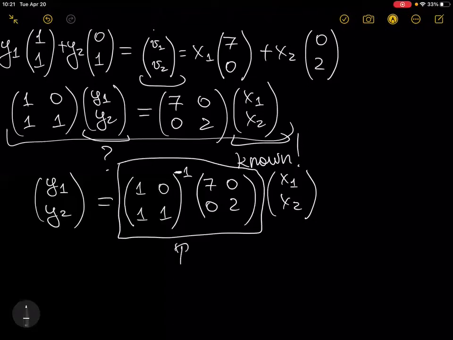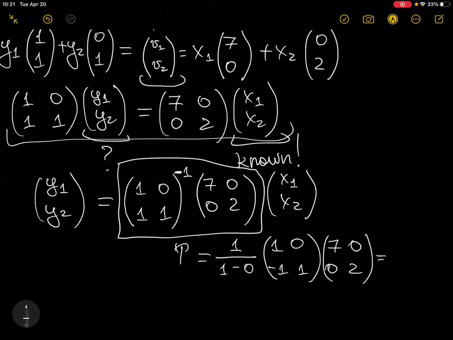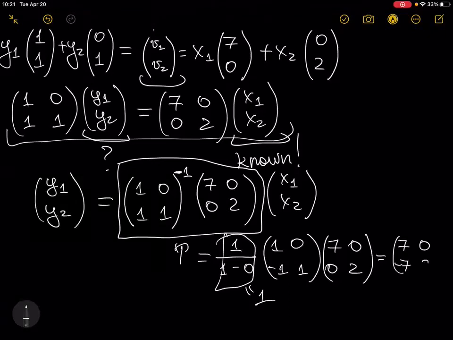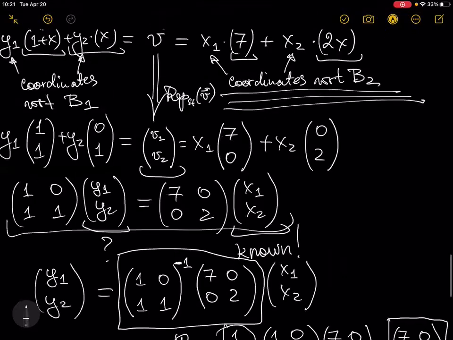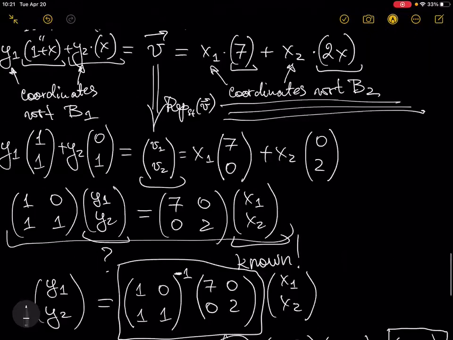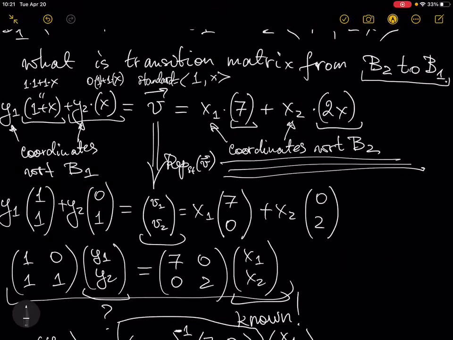Okay, so this will be my transition matrix T, which will be 1 over 1 minus 0 times the matrix 1, 1, negative 1, 0, multiplied by 7, 2. So this is just 1. So we are getting 7, 0, negative 7, 2, right? Right or not? Yes, that's right. So this is the answer. So is it clear why we need to switch to the standard basis? Yes, it makes more sense why you have to do that.